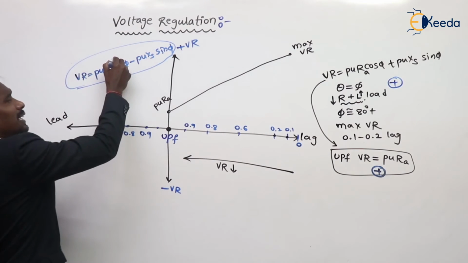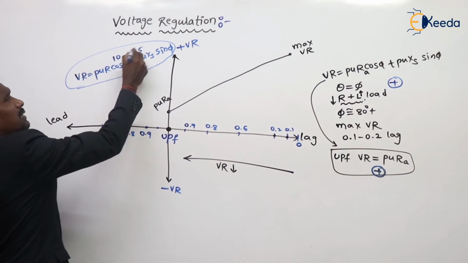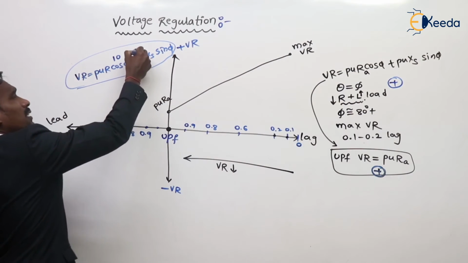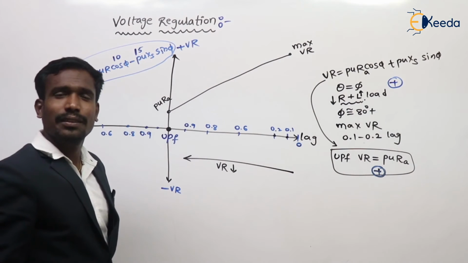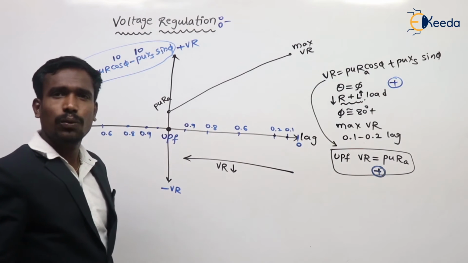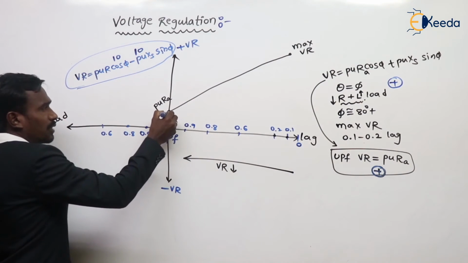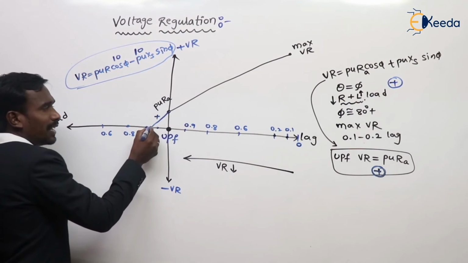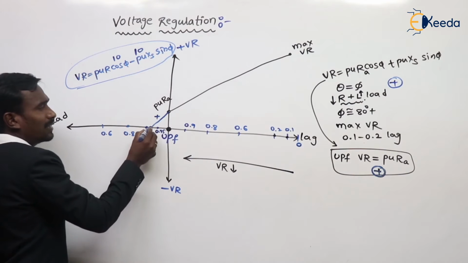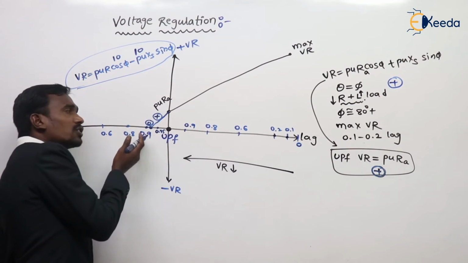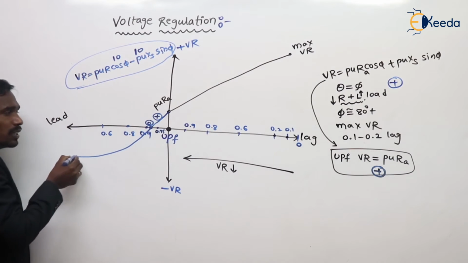See here, if this is greater than this one, 10 minus 5 is 5, positive. If this is greater than this one, then 10 minus 15 is negative. If both are the same, 10 minus 10 is 0. So here the voltage regulation curve goes like this. First positive, then in between 0.95 to 0.9 it is 0. After the 0.9 value it goes negative.